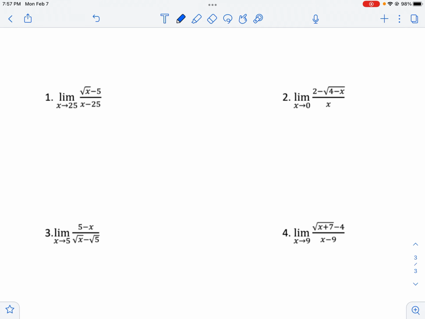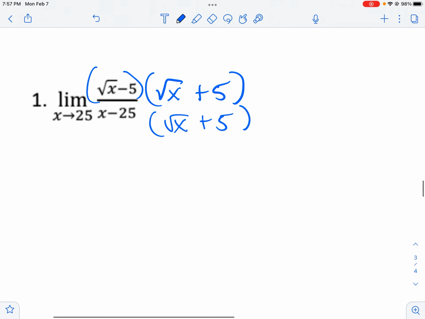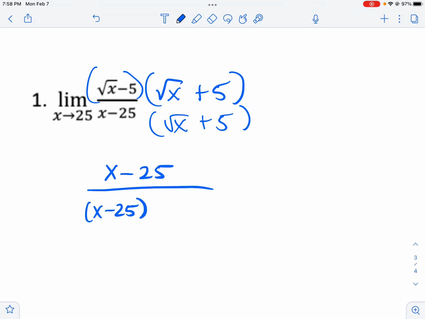Number 1, again, if we were to plug the 25 in as it is now, we'd have a 0 in the denominator. So we can get the conjugate of the numerator, radical x plus 5. So the numerator has the conjugate, so I'll multiply it out, and I'll get x, because the radical x times radical x, minus 5 times plus 5 is minus 25. The denominator, I'm just going to keep in factored form, the x minus 25 times the radical x plus 5.